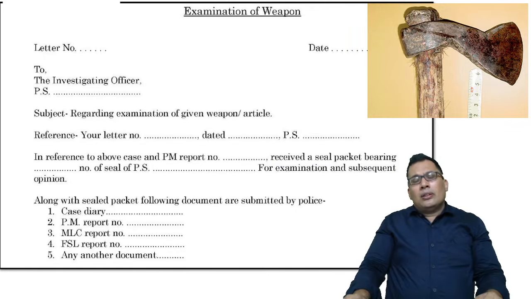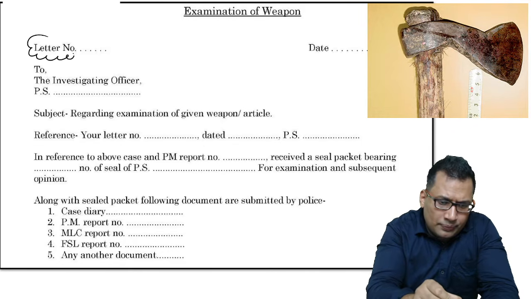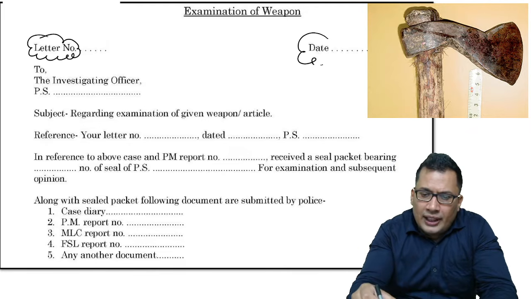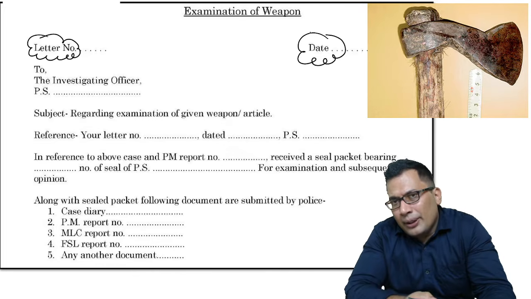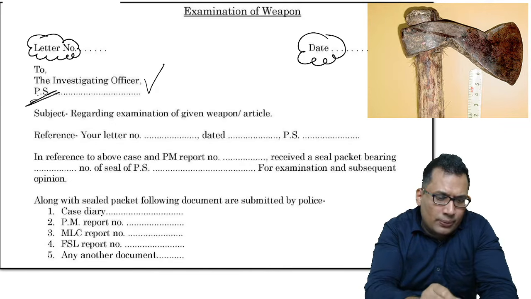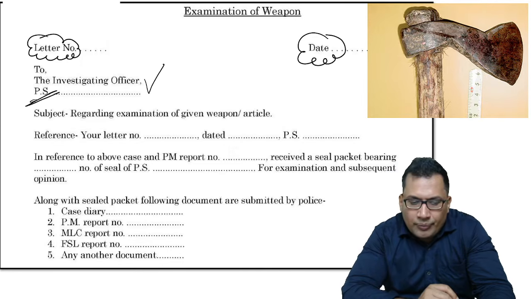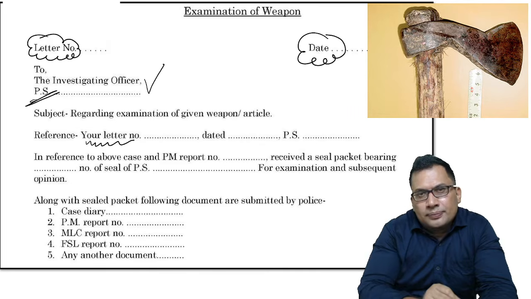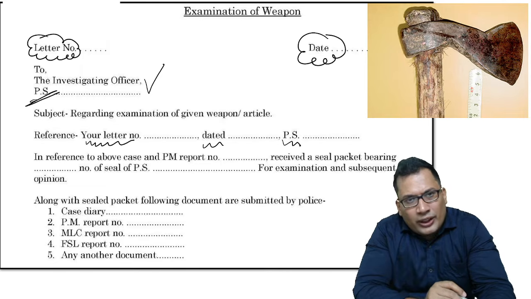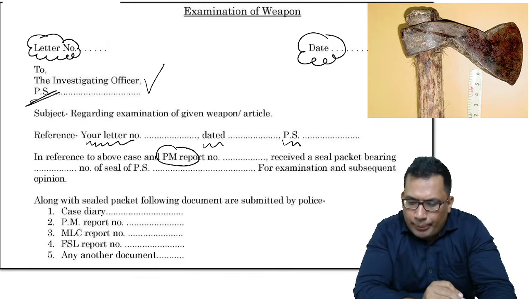So this is how you need to write examination of weapon. You need to mention letter number, the letter number acquisition number from the police officer, date of examination, and you are submitting the report to the investigating officer, and PS. What is PS? Police station. Subject regarding examination of given weapon or article, letter number, dated, and registration in reference to above case or PM report. Sometime PM report can be given along with the weapon.